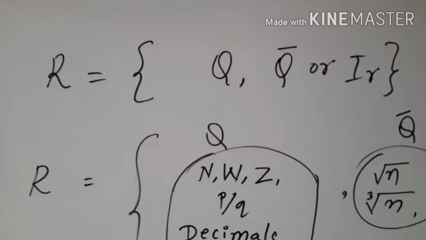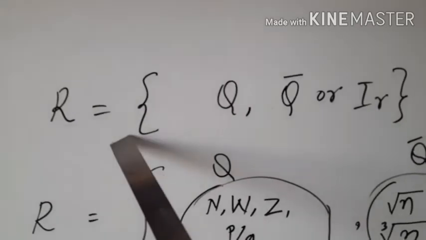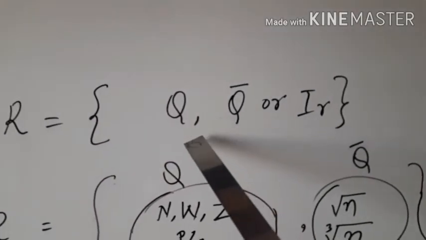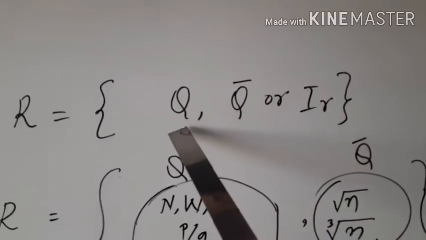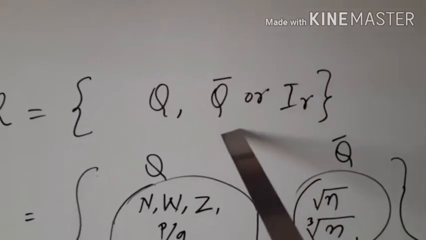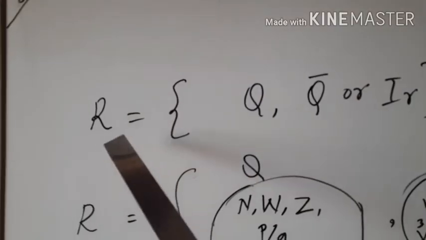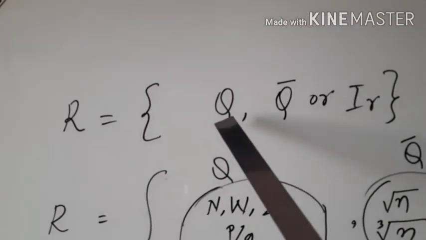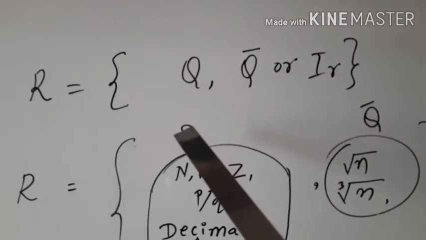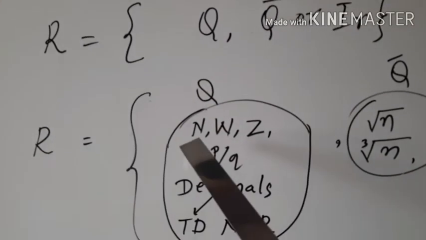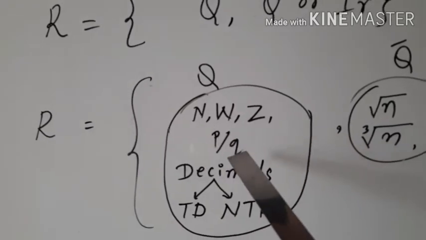So children, the set of real numbers is denoted by the letter R and is equal to Q union Q bar, or IR. Q stands for the group of rational numbers, Q bar or IR stands for the irrational numbers. The group of real numbers consists of all rational numbers and all irrational numbers. Okay, but all rational numbers consist of what? Natural numbers, whole numbers, integers and any number written in the form of p by q.